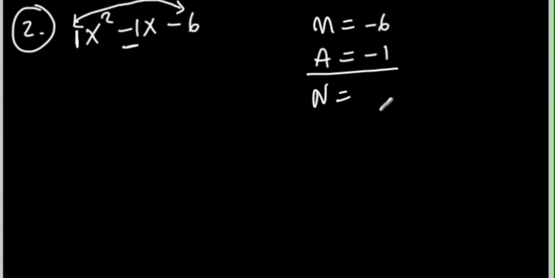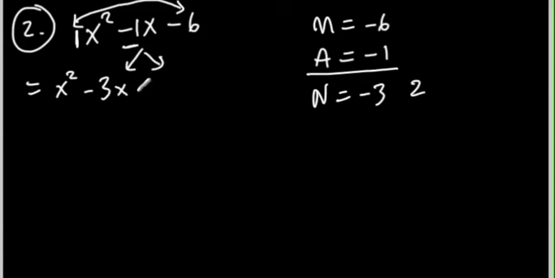So the numbers that I can think of are, once again, negative 3 and 2, right? Negative 3 times 2 will give you negative 6, and negative 3 plus 2 will give you negative 1. Once again, we put x squared. This middle term will split, okay? It becomes negative 3x plus 2x. Observe that these ones, again, come from here. Minus 6, okay? Then we group the first two and we group the last two, right?